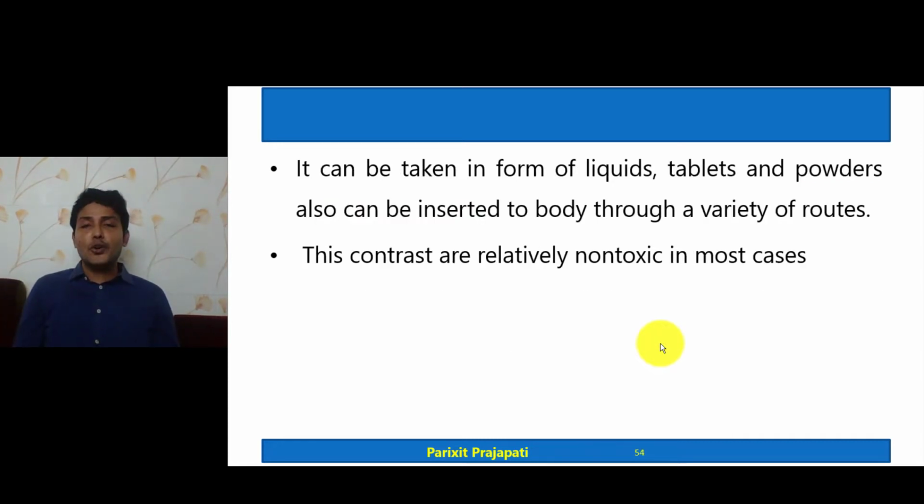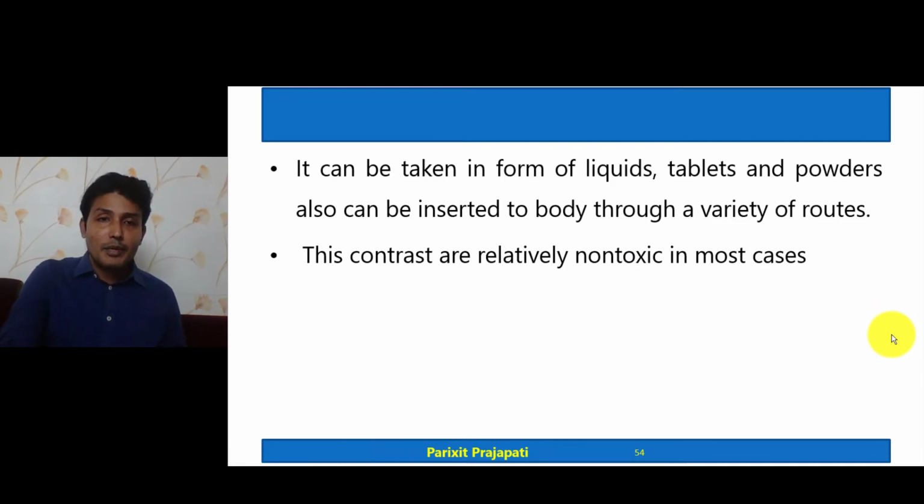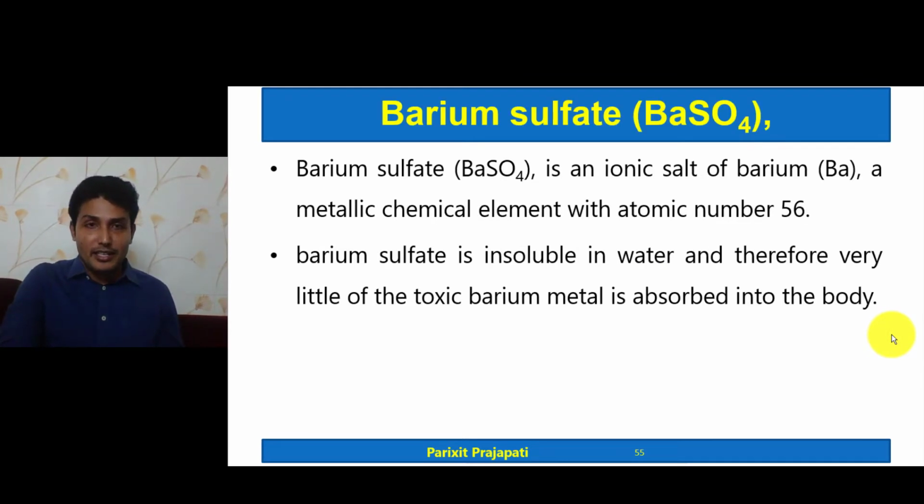How can these radio opaque agents be used? They can be used in the form of liquids, tablets and powders. They can also be introduced into the body through a variety of routes, and they are mostly relatively non-toxic. In certain cases toxicity can be there, but mostly they are non-toxic. The example we are going to discuss is barium sulfate as a radio opaque contrast media.